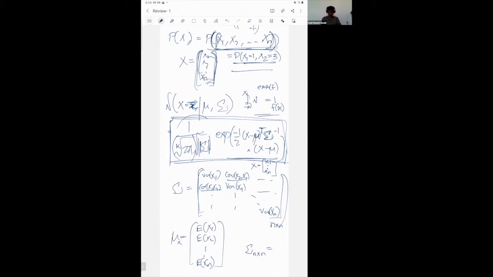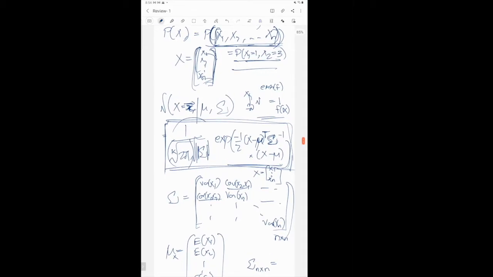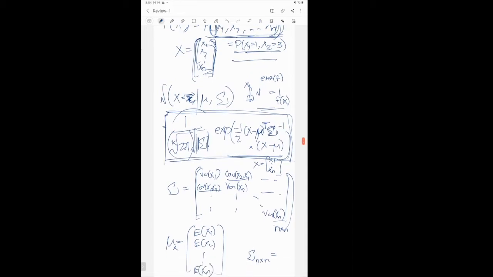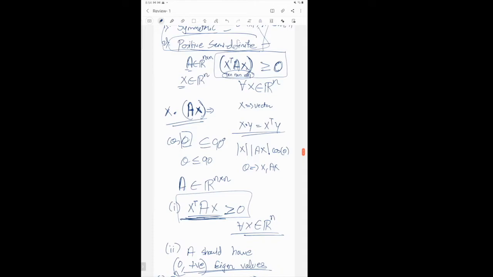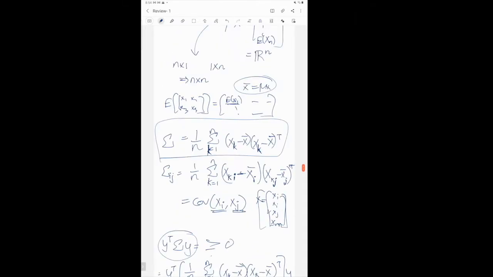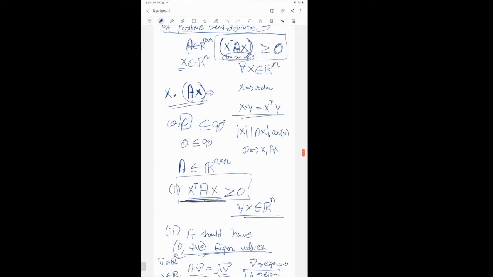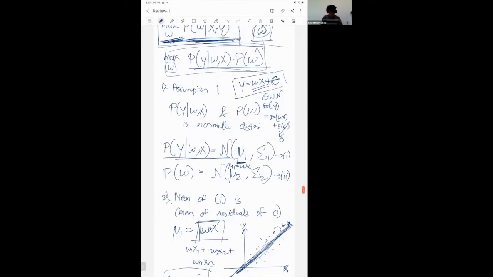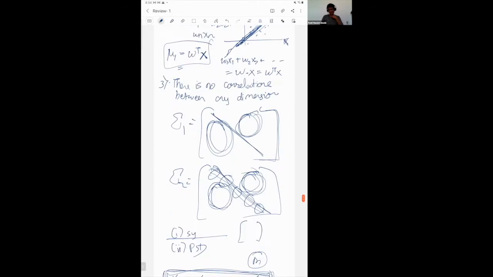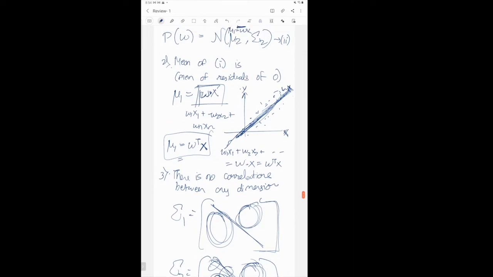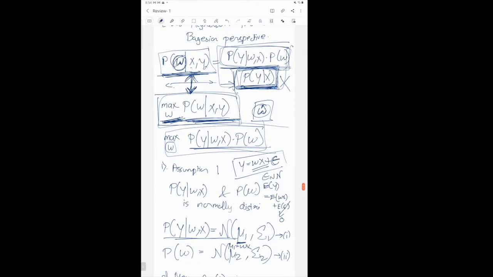Any other doubts about the lecture? Regarding the mean, when we take W transpose X as the mean, I still don't get it. Why do we take that as the mean? I understand it's a linear combination of the input variables, but why are we taking that as the mean? Yeah, so you tell me: what do we want while doing linear regression? What is our goal? The end goal? I mean, we're trying to minimize the error function, right? So we're trying to minimize the sum of square error.